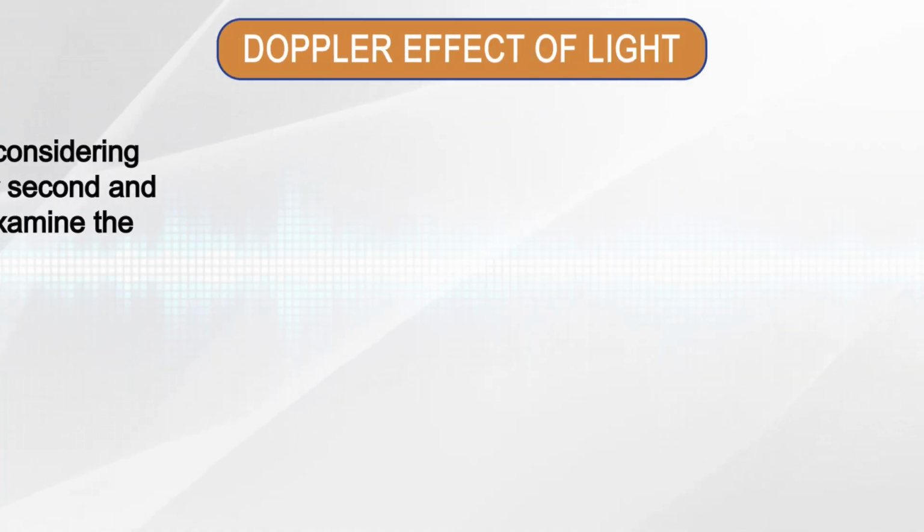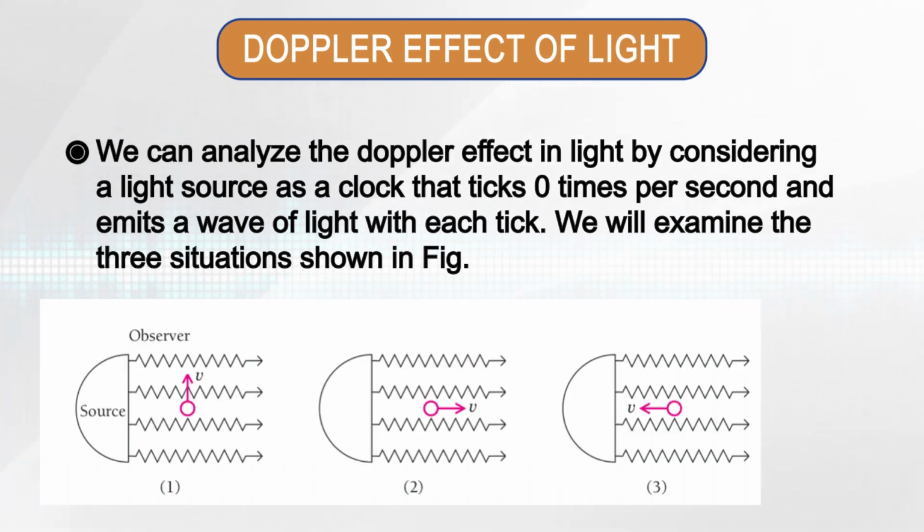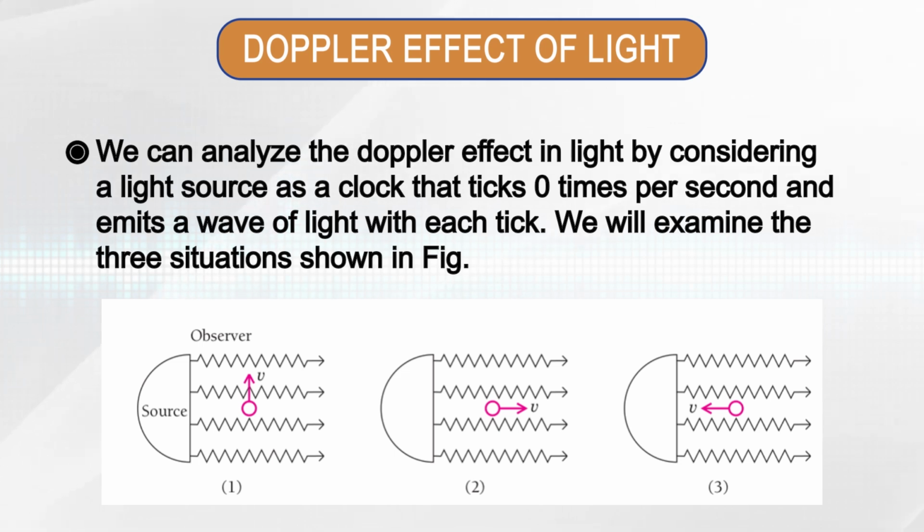But in the case of light, however, no medium is involved, and only the relative motion of the source and observer is meaningful. Then this Doppler effect in light must therefore be slightly different from the Doppler effect in sound. So, in order to analyze this Doppler effect in light, we can consider again three cases. We start one clock that ticks f times per second and emits a wave of light with each tick, and we can examine three different situations.